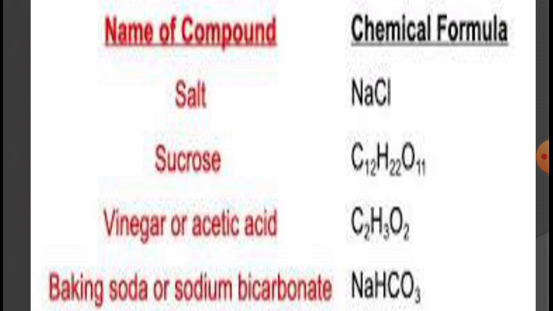Another example which I have selected is sucrose. You can see there are three types of atoms in the sucrose molecule: carbon, hydrogen and oxygen. We can also know the number of carbon, hydrogen and oxygen atoms. Likewise, we have other examples like vinegar or acetic acid, and baking soda or sodium bicarbonate. In any chemical formula, we can find out how many types of atoms there are and the number of atoms in that particular compound.